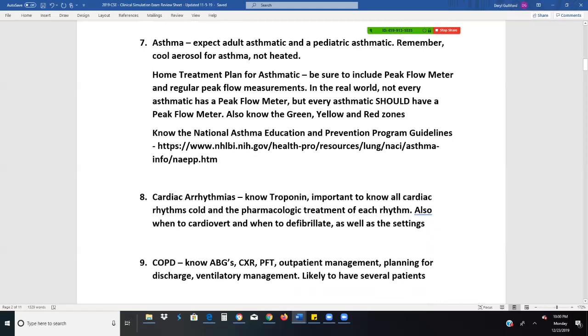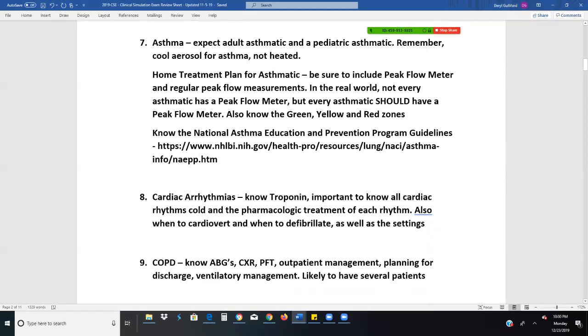Home treatment plan, be sure to include a peak flow meter and regular peak flow measurements. In the real world, not every patient has a peak flow meter, but every asthmatic should, and know the green, yellow, and red zones. Let's go over that a little bit.